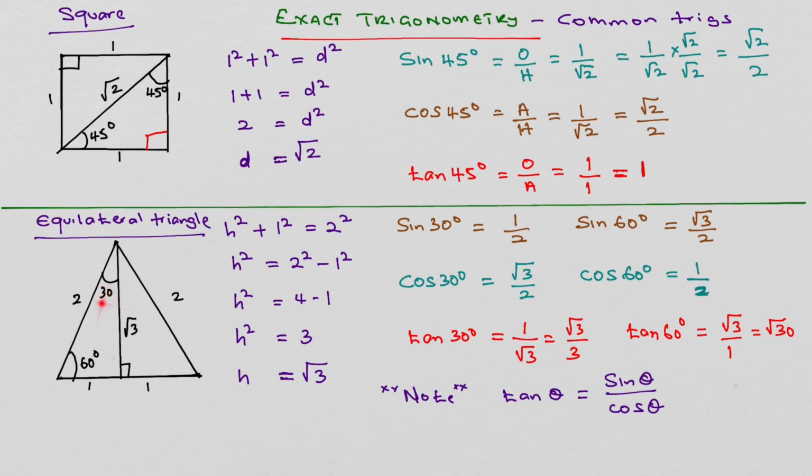Tan 30 is opposite over adjacent, which is 1 over root 3, which is root 3 over 3. Tan 60 is opposite over adjacent, which is root 3 over 1, which is root 3. Note also that tan theta is sine of theta over cos of theta.